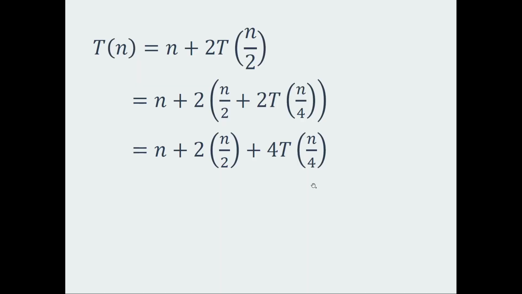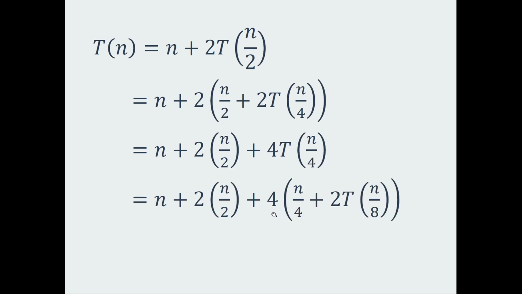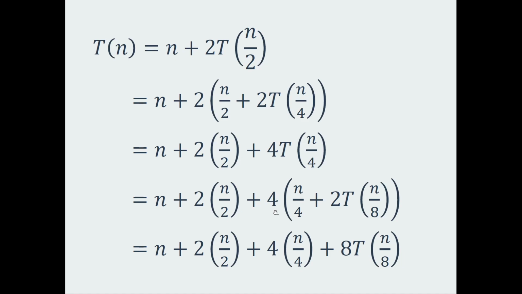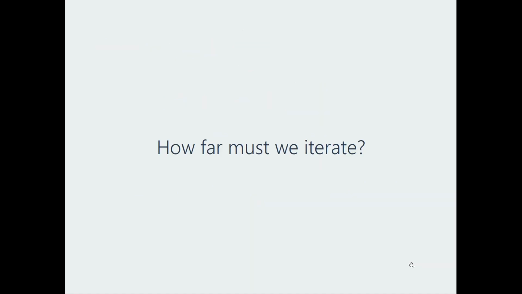Now that we know what T of n over 4 is equal to, let's substitute that here. So we'll get this whole expression. So 4 times n over 4 plus 2T of n over 8. And again, let's simplify a bit, but not fully simplify. So distribute 4, and we'll get 4 times n over 4 plus 8 times T of n over 8. So we just have to continue expanding or iterating until we can no longer iterate or expand. But the question is, how far must we iterate?